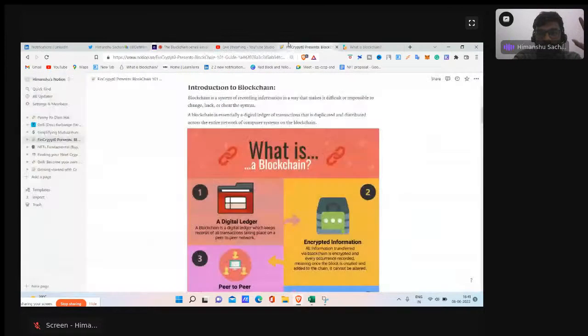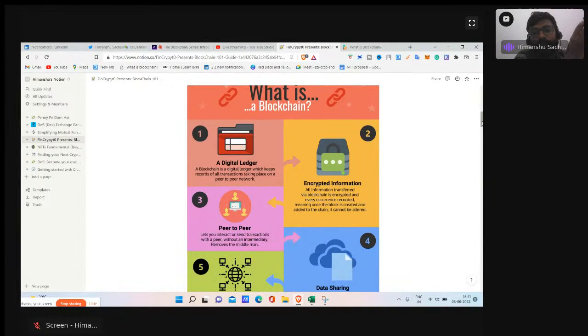Number one, the first benefit that we get is that a blockchain is a digital ledger, which means it is a digital ledger where we store the data in the form of records. Whatever transactions are happening, we record all the transactions on that particular digital ledger. We store the transaction in a digital ledger in the form of a block in a blockchain. So it is like a digital ledger where you store the data.